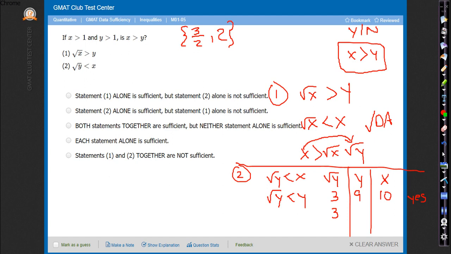However, if we use 3 and 9, and then we get 5, right? x is bigger than the square root of y, which is what the statement says, but it is not bigger than y itself, right? 9 is greater than 5, so this gives us a no answer. We get a yes and a no, that means this is not sufficient. So our answer is going to be A, statement 1 alone is sufficient.